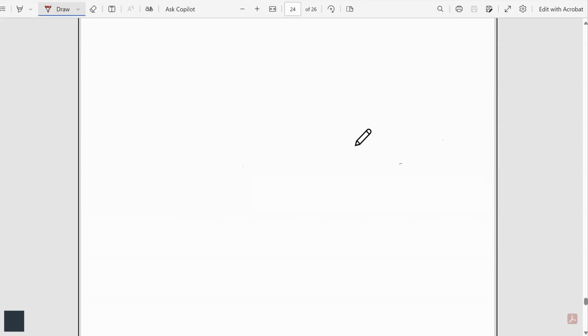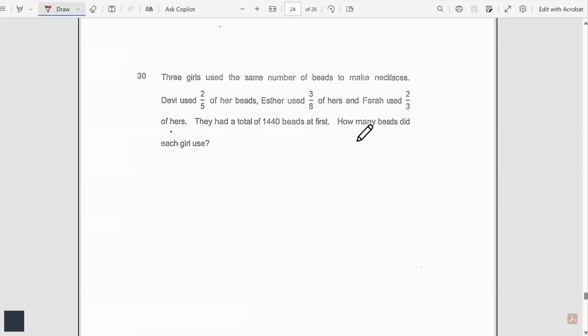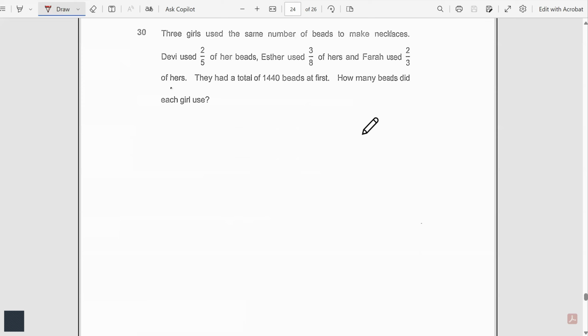Okay, last question. Question 30. Three girls used the same number of beads to make necklaces. Devi used 2/5 of her beads, Esther used 3/8 of hers, and Farah used 2/3 of hers. They had a total of 1,440 beads at first. How many beads did each girl use?